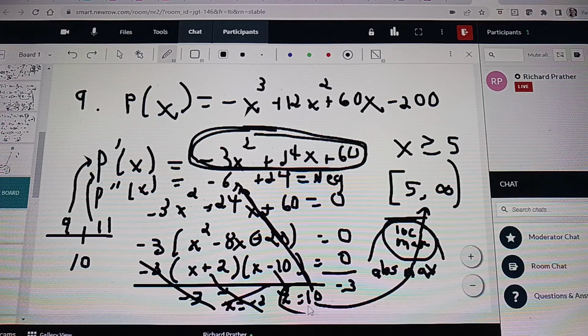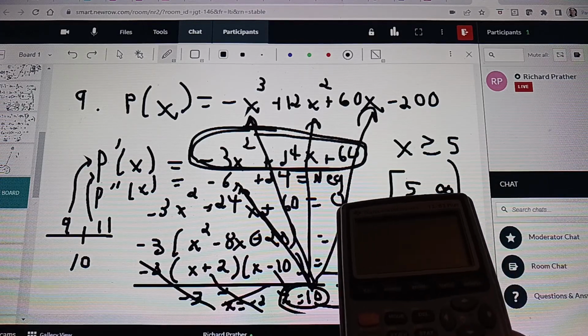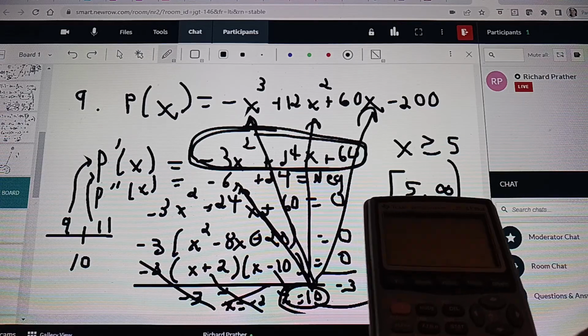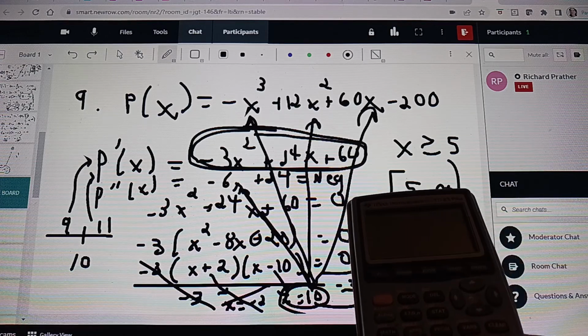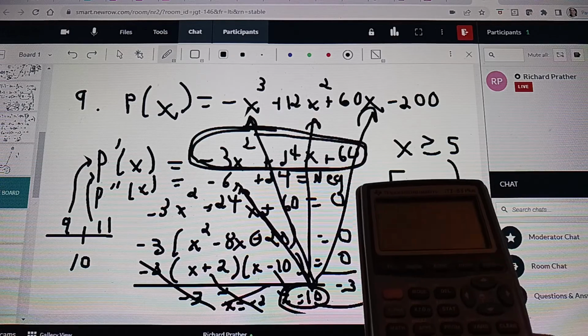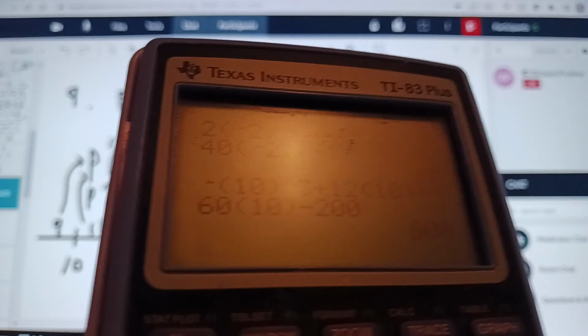So this company should try to reach 100,000 tires. That's when they're going to maximize their profits. And the maximum profits would be plugging 10 into the original problem. So if I do negative parenthesis 10 raised to the third power plus 12 parenthesis 10 squared plus 60 parenthesis 10 minus 200, 600 is the answer for the value of it.